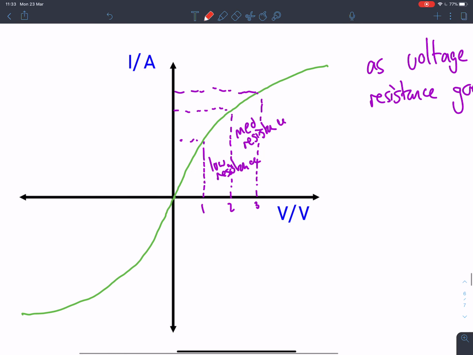So why do we have this curve? Well, down here we've got a low resistance because it's cold. Up here we've got much higher resistance because it's hot. So this non-ohmic relationship is all because the bulb temperature increases, the filament temperature increases.